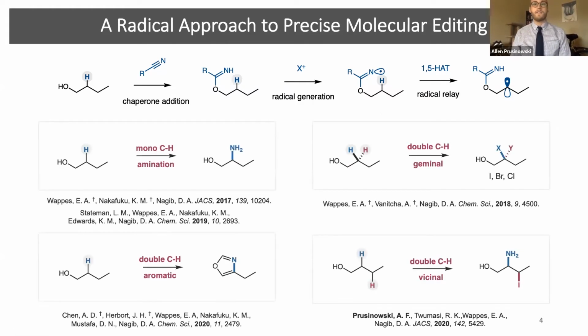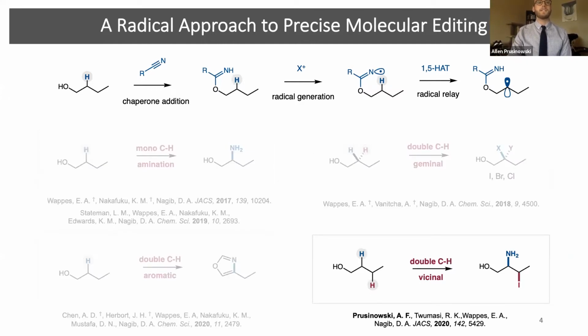So to give you a quick flavor of the transformations we can achieve, we've been able to perform a CH amination, this double CH geminal functionalization where we can get to either 2 of the same halide or mixed halides. We can also undergo this tandem functionalization where you first aminate and then oxidize to get to oxazoles. And the story that I'm going to focus on today is going to be how we've been able to develop a vicinal di-CH functionalization. I'm going to try to convince you just really how powerful this transformation is.